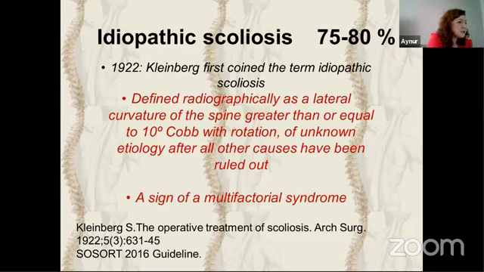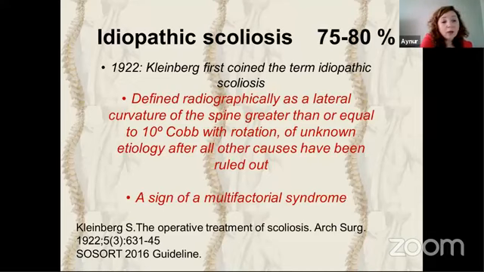Idiopathic scoliosis is the largest group of scoliosis, making up 75% to 80% of cases. In this group, the reason is unknown. It is defined radiographically as a lateral curvature of the spine greater than or equal to 10 degrees with rotation, of unknown etiology after all other causes have been ruled out.